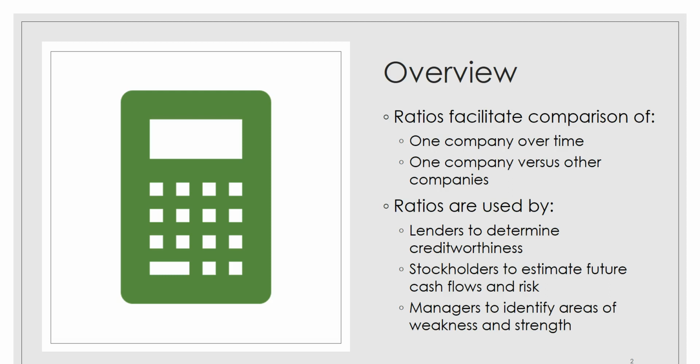Financial ratios are an important tool because they allow you to gain insight within a company. They allow you to compare one single company over time or even one company versus its competitors. Ratios are important and they are used by lenders. First up, lenders use these ratios to analyze a company's creditworthiness.